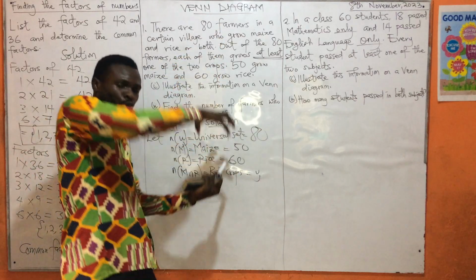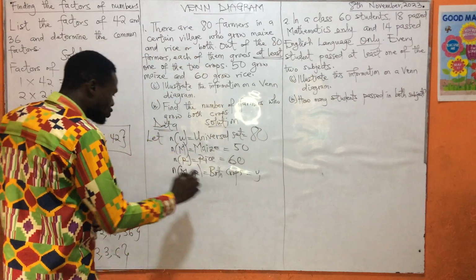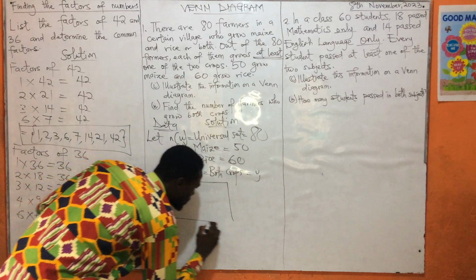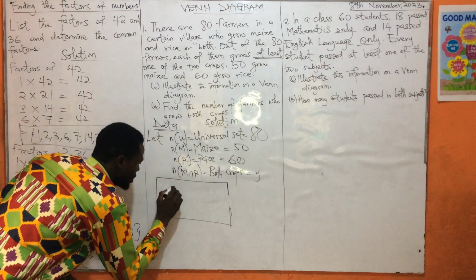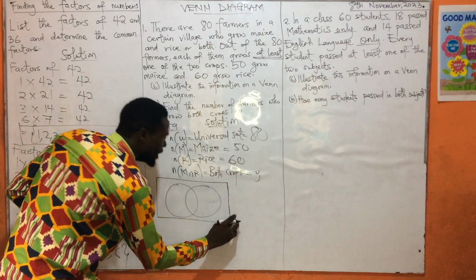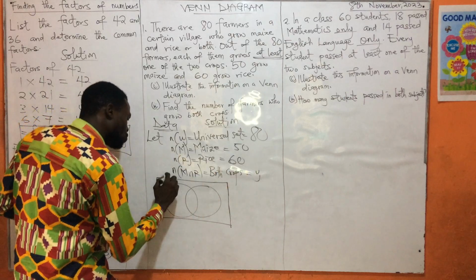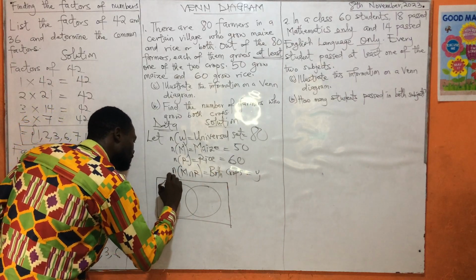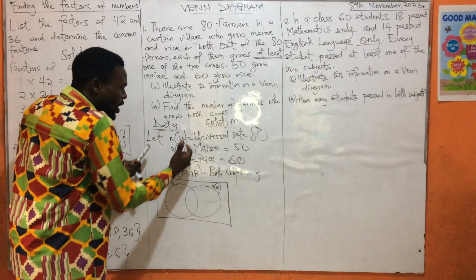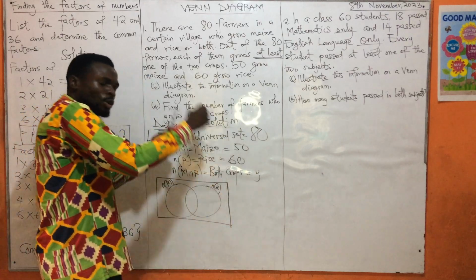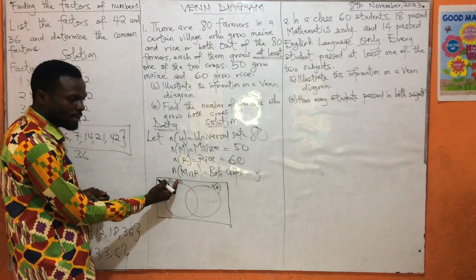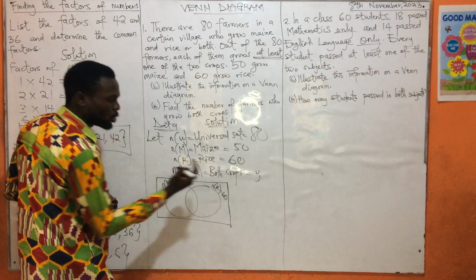Now that we've written the data, this will help you draw the diagram by simply drawing a rectangular box, something like this. Then you have one ball overlapping the other. Let this be M, and this should be R. The question tells you that 50 of them grow maize, so we write 50 at the top here. Maize is 50, and 60 grew rice, so we also write it there.